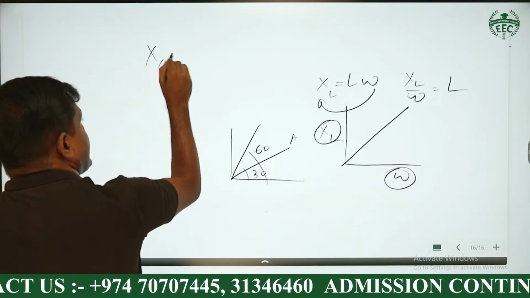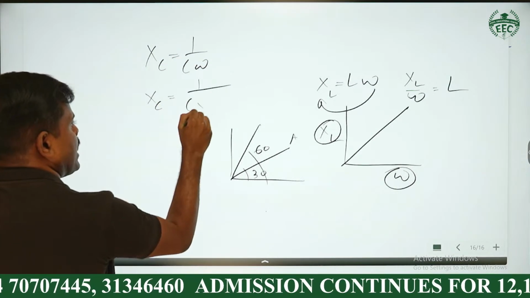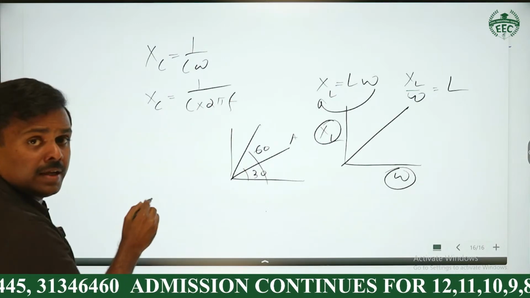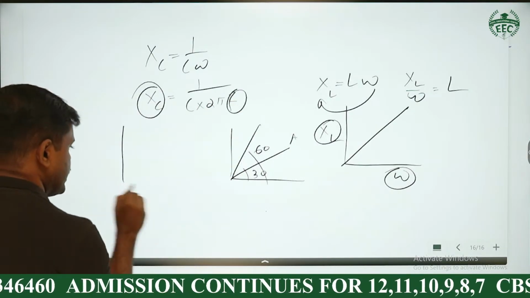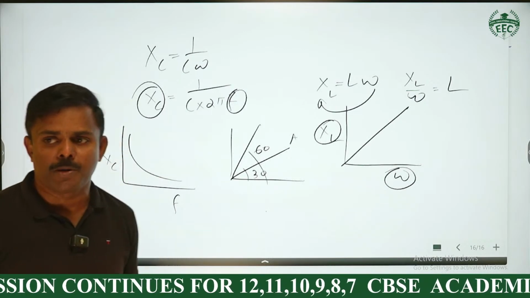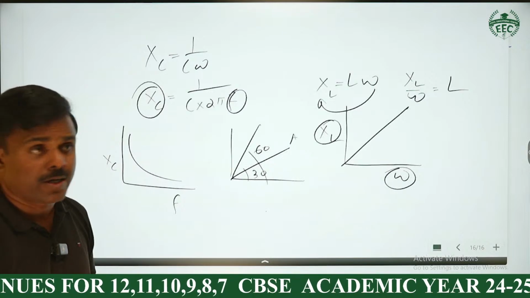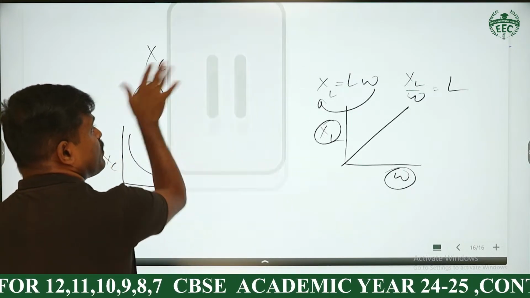What about capacitive reactance? That graph is also important. Xc is equal to 1 by C omega, 1 by C into 2 pi F. Look at the proportionality, inverse proportionality. Xc against F is this graph. Okay, inverse proportionality graph. That's also important. The graphs are important.